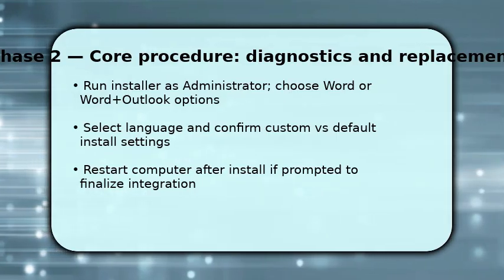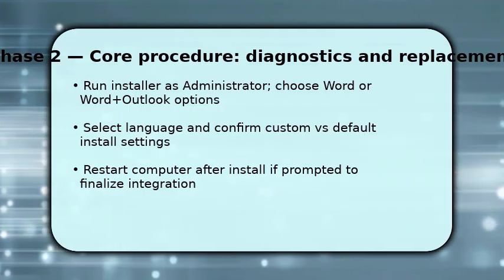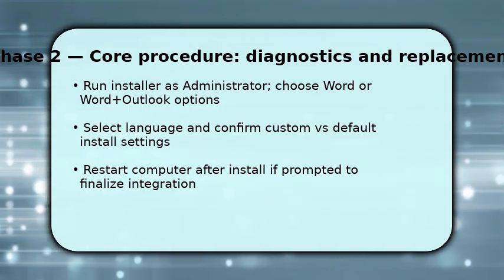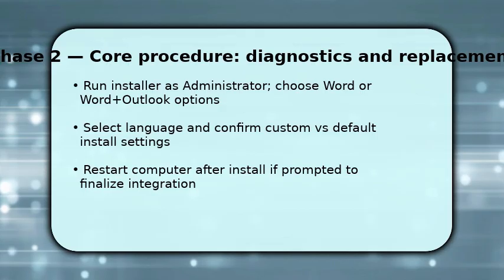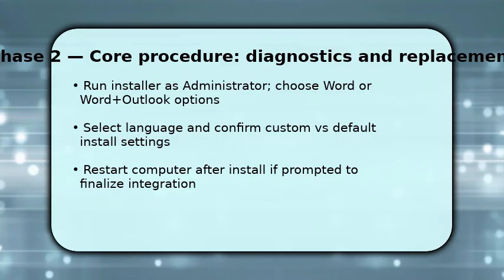The installer copies files and registers the add-in with Word. That's why you closed Word earlier. Once the installer finishes, open Word to enable the Grammarly tab. Go to Word's add-ins or COM add-ins and turn Grammarly on. If prompted, restart the computer to finalize shell integration.